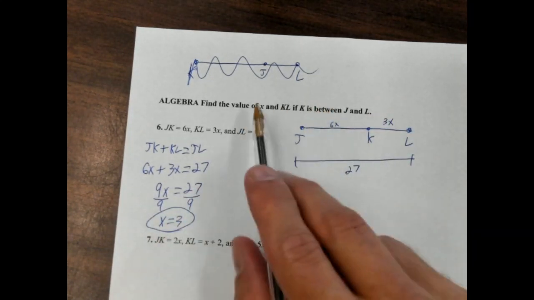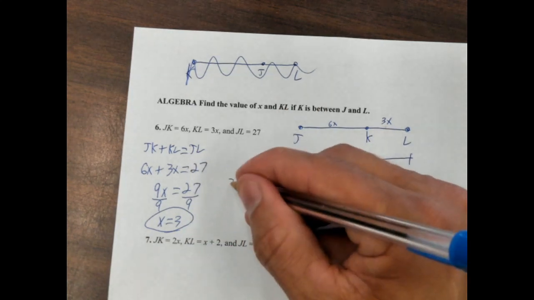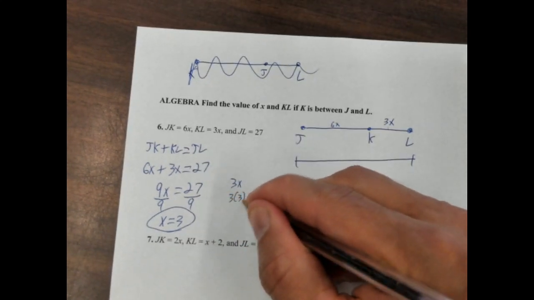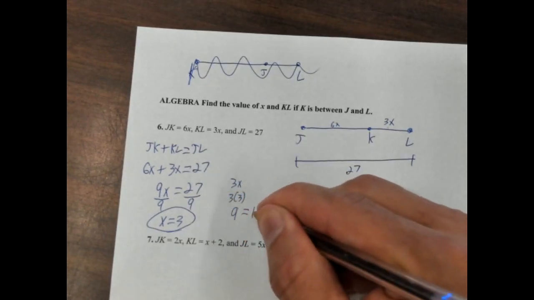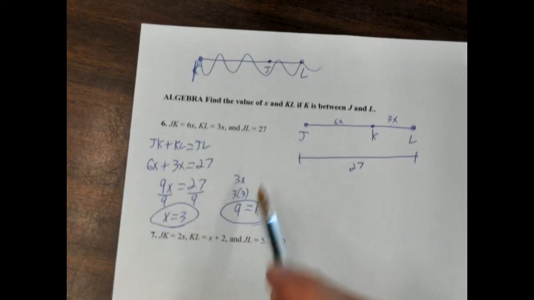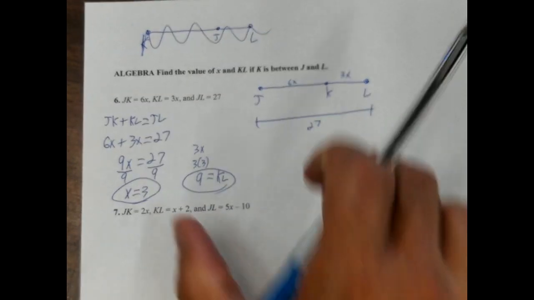So we have x, but don't forget to solve for KL. KL is 3x. So we're going to plug in our x value, which is 3, so 3 times 3 is 9. So KL is equal to 9. And that's that. So that's how you solve this problem. This is very similar. I'd recommend drawing it out. And that should help you walk your way through it.